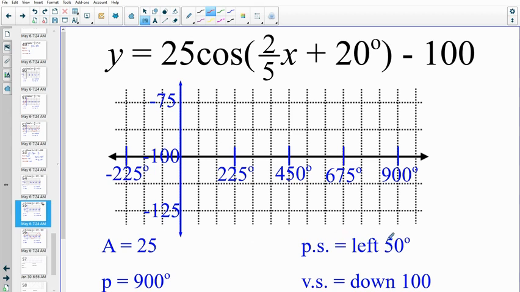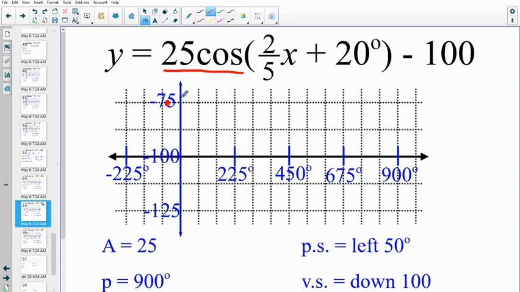Let's see, we're moving to the left by 50 degrees. I have a positive cosine graph. So the top would have been the starting point, but it's been moved to the left by 50 degrees. And I don't have 50 degrees marked on here very clearly. This is 225, which means each of these little sections is only 75 degrees, which means 50 is about, well, it's exactly 2/3 of one of those sections.